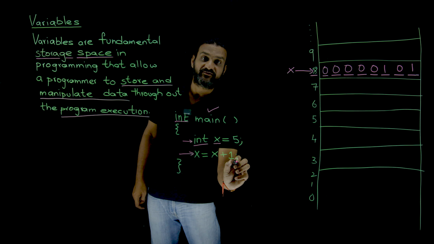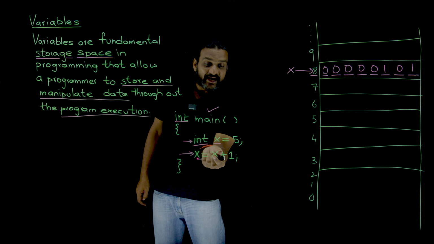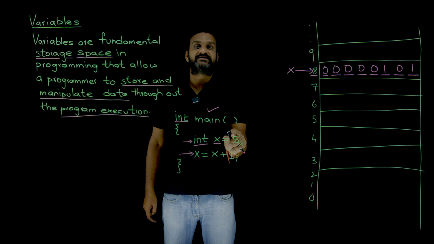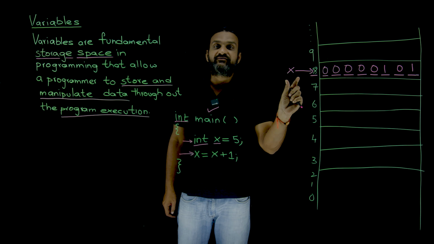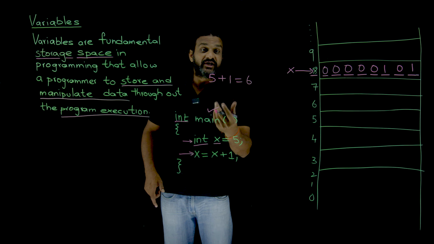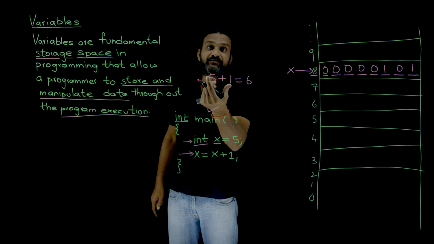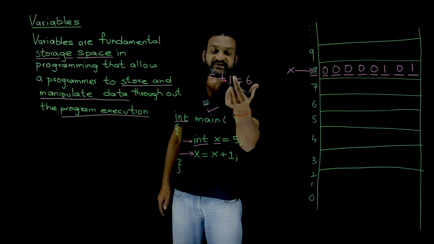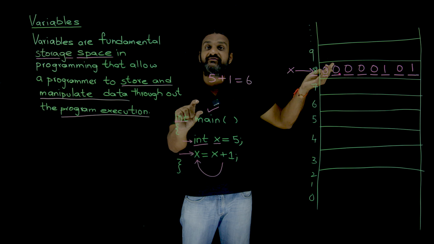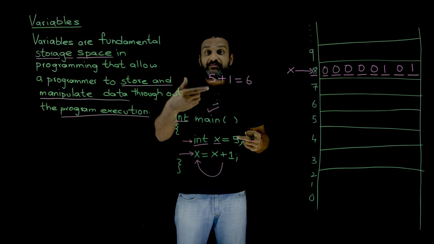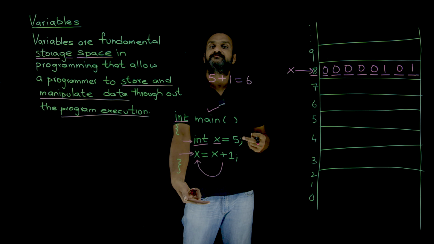Coming back to our second line, what's happening here? In this second line, we are adding 1 to the existing value of X. What is the existing value of X? It is 5. Adding 1 to it, 5 plus 1, we get a result of 6. That 6 has to be stored again into X. This is what we call manipulation: the value that has been assigned to the variable can be manipulated in the process of executing the program.